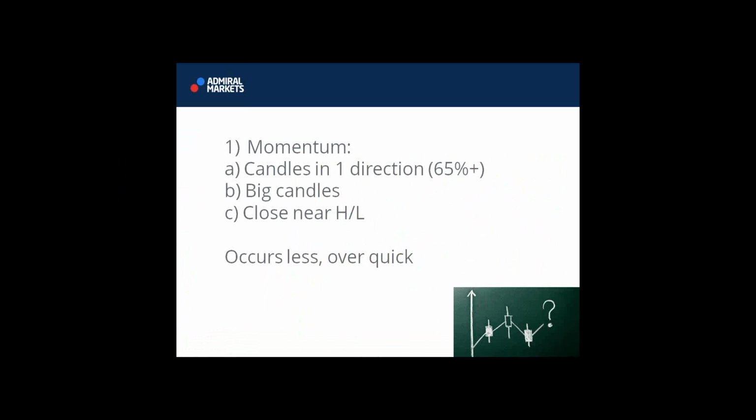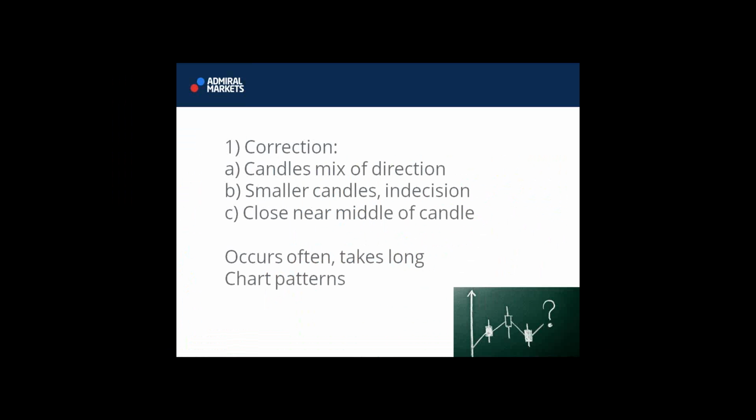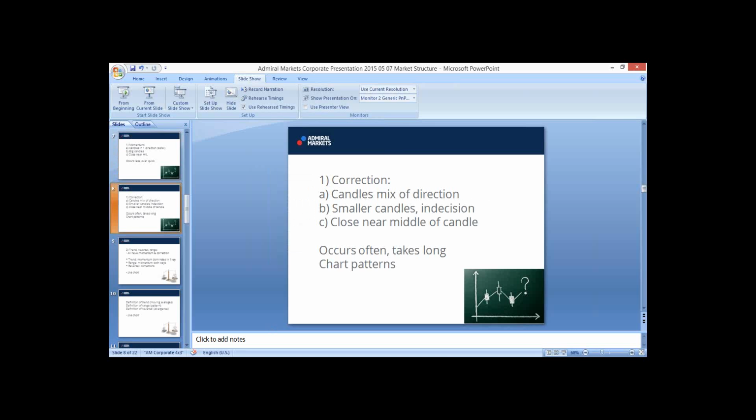So you got a couple of candles of momentum, but more candles are normally corrective. It typically lasts longer. You got candles that are mixed in direction. You got smaller candles. You got indecision candles. You got dojis. You got closes, obviously, near the middle of the candle. It occurs often. It takes longer. You got chart patterns based on those corrections. So I think that should be clear. Let me show you an example.